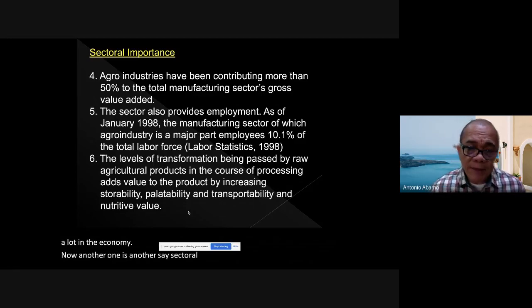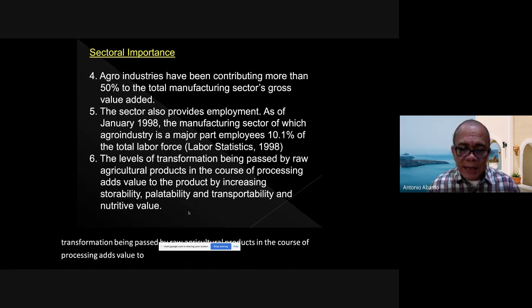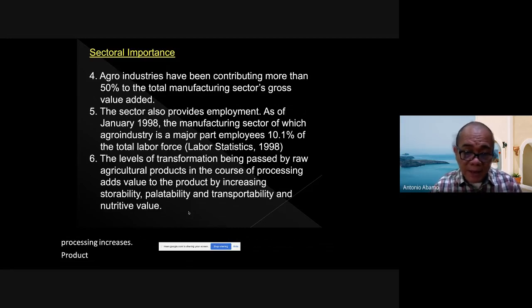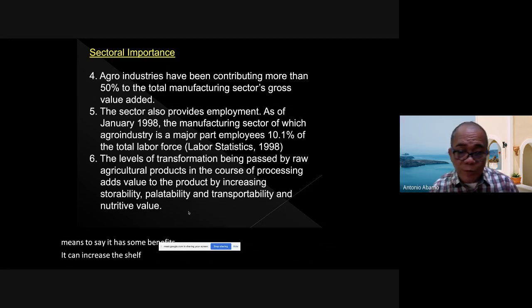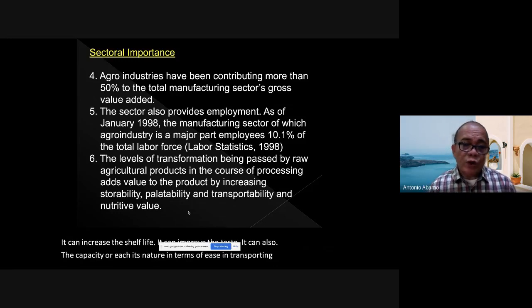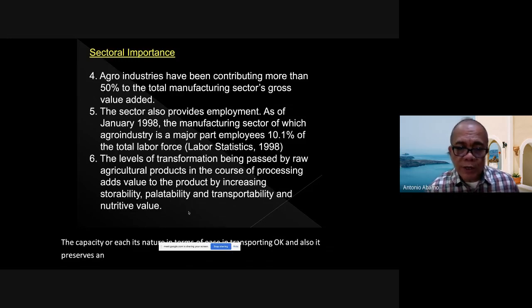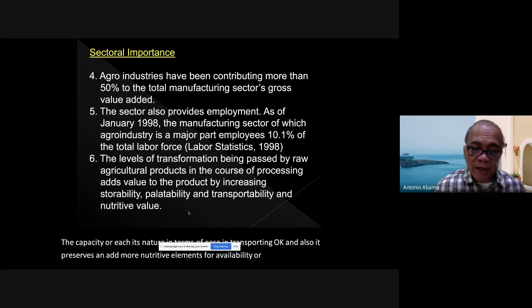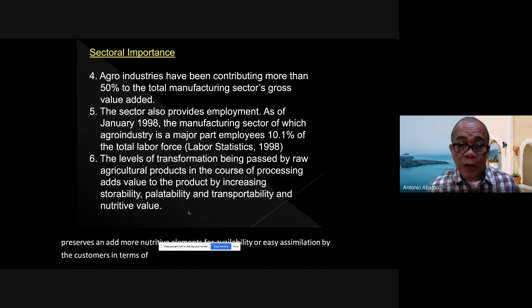Another sectoral benefit is that the levels of transformation that raw agricultural products go through in the course of processing add value to the product. Take note of this: agro-processing increases product storability, palatability, transportability, and nutritive value. So that means it has some benefits. It can increase the shelf life. It can improve the taste. It can also improve the ease of transporting. And it also preserves and adds more nutritive elements for easy assimilation by customers, in terms of providing nutritional benefits.